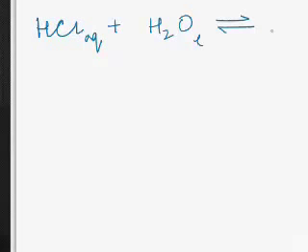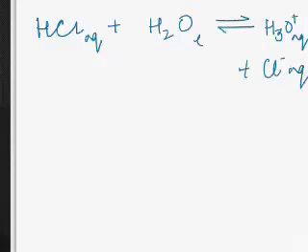it will give hydronium ion, that is H3O+, which is aqueous, and chloride ion, which is also aqueous. This sign indicates that dissociation is reversible, which means that hydronium ion and chloride ion can recombine to form hydrochloric acid and water.